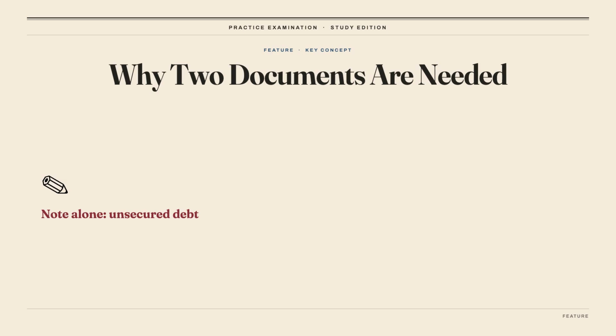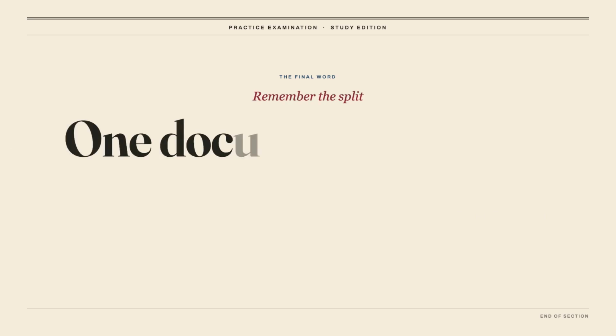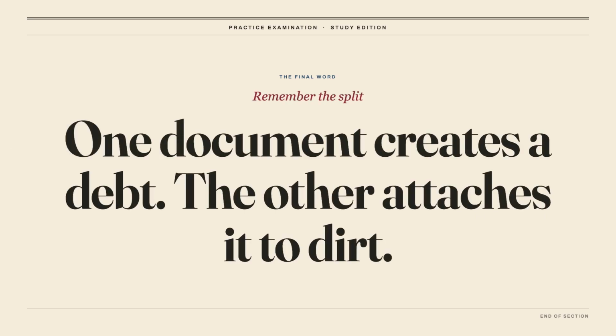Imagine either document alone. A note with no security instrument leaves the lender unsecured, standing in line with credit card companies. A security instrument with no note secures nothing, since no debt exists to secure. Together, the debt can be sold as an asset while the lien stays recorded against the property. Foreclosure enforces the deed of trust and reaches the property, while the note supports any deficiency claim.